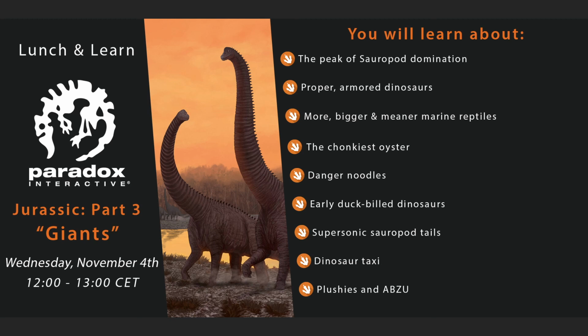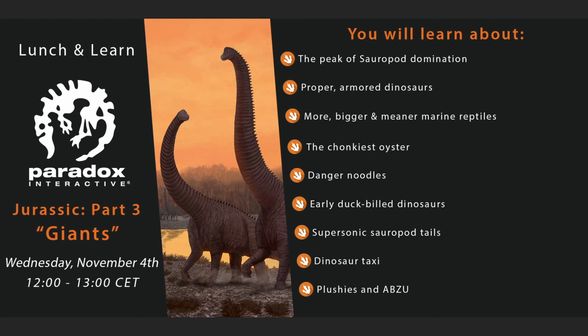Just very quickly about what to expect next time. We will be back in 2 weeks for Jurassic Part 3, the title Giants, because the next part of the Jurassic is the peak of their domination. So we'll be talking about why they got so big, how they feed, how they breathe, how they mate. All this stuff will be a part of the discussion. We'll be talking about more armored dinosaurs, more bigger and even meaner marine reptiles. We'll be talking about very big oysters, which is more interesting than it sounds like.